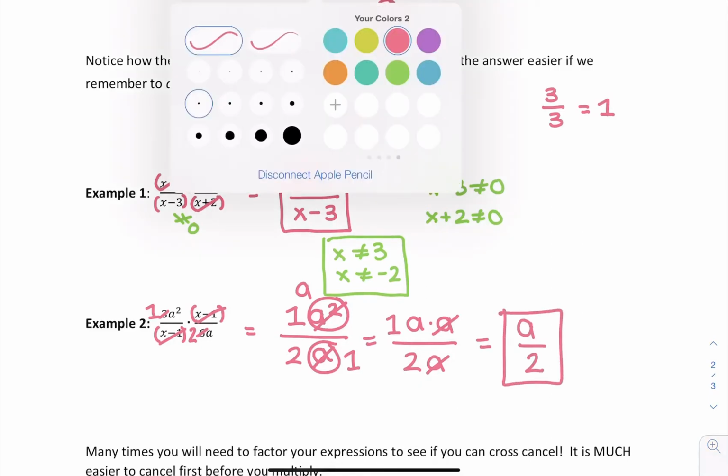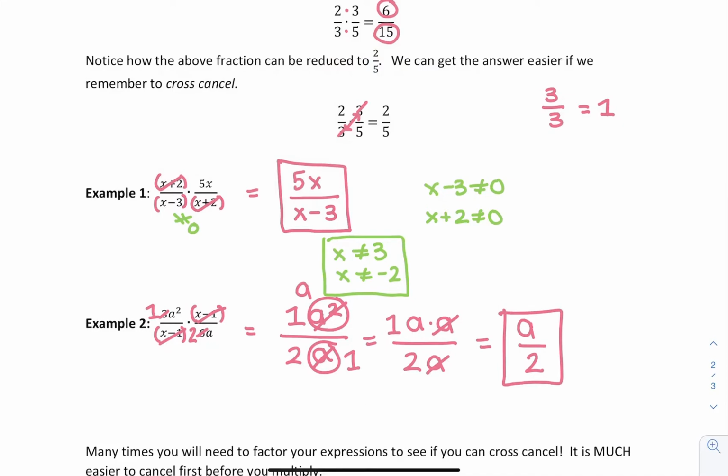And now I'm going to check for excluded values. In the denominator, it cannot be 0. So x minus 1 can't be 0, which gives us x can't be 1. And this 6a can't be 0, which means a cannot be 0. So those are our two excluded values.